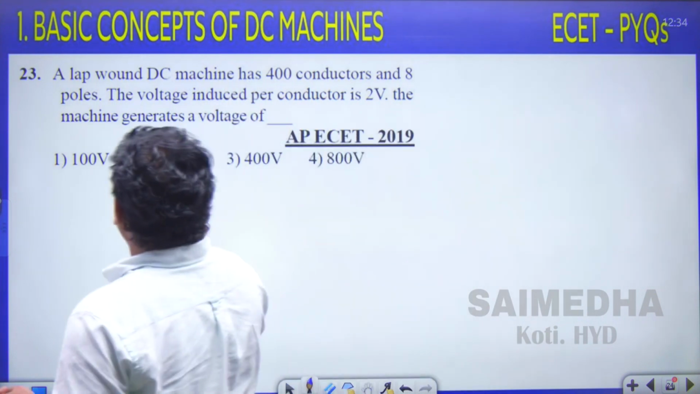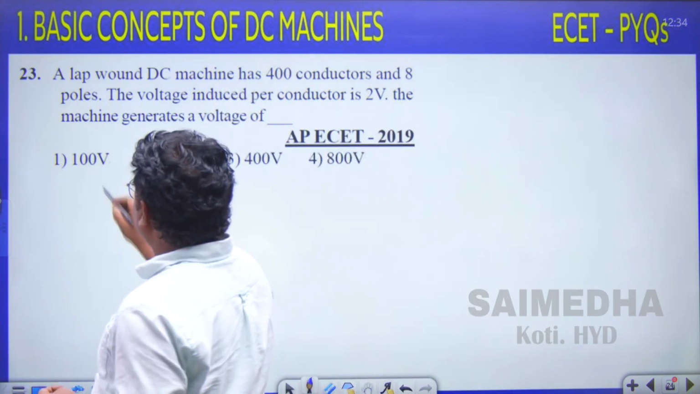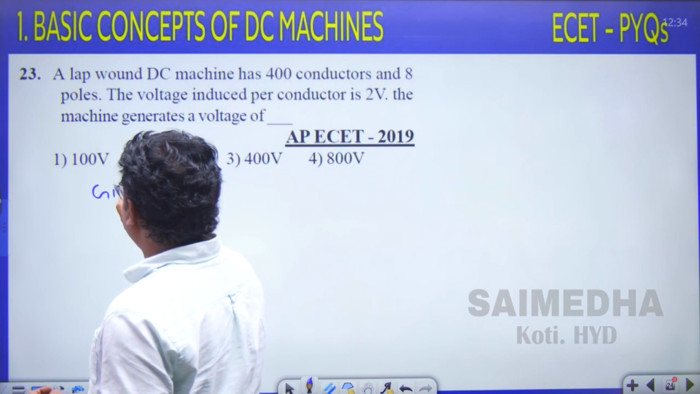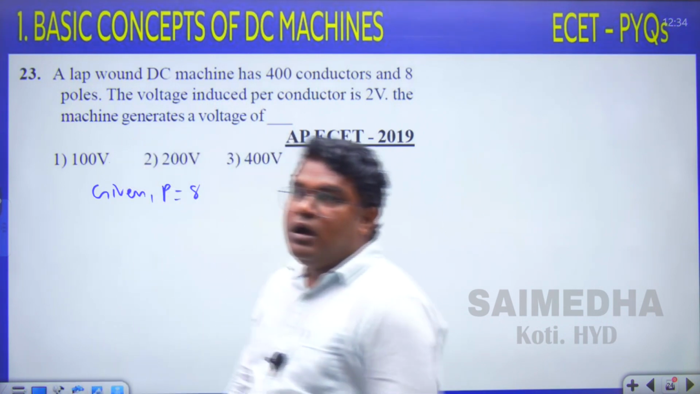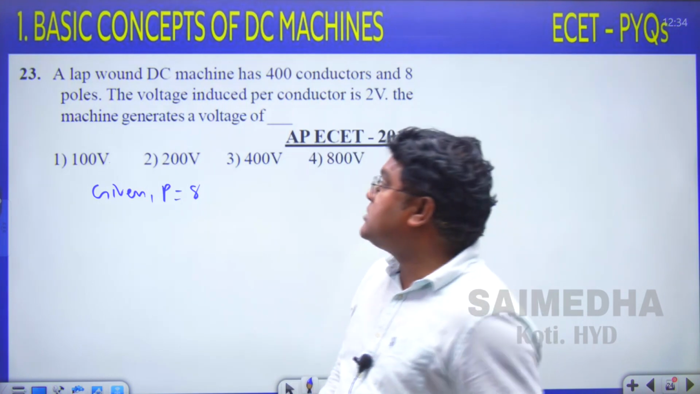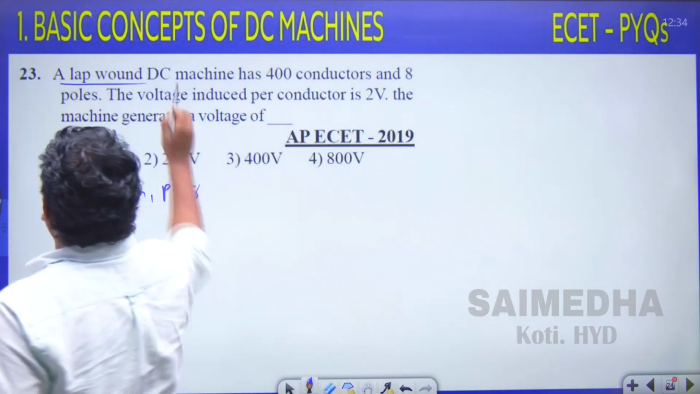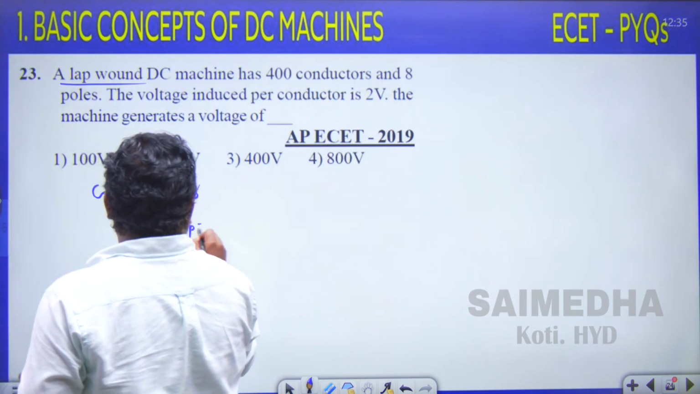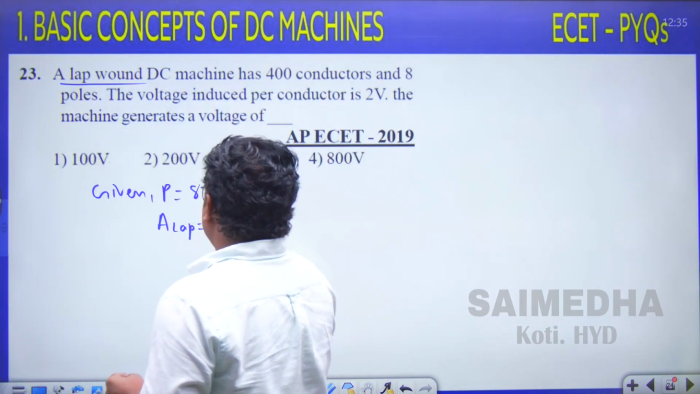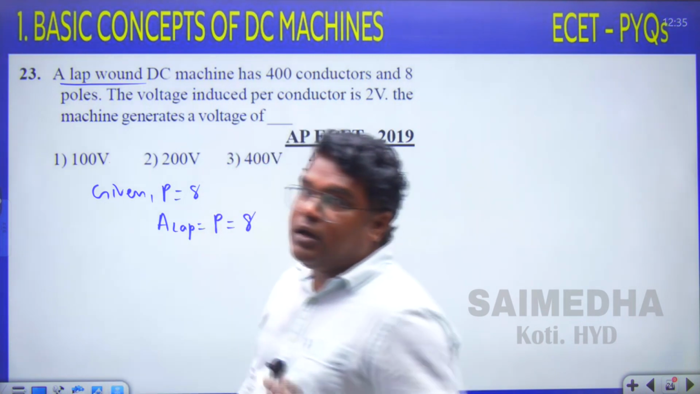Given in the question, the number of poles in the machine is P equal to 8. The armature is lap connected, and the number of parallel paths in a lap winding is equal to P. So that is equal to 8 parallel paths.